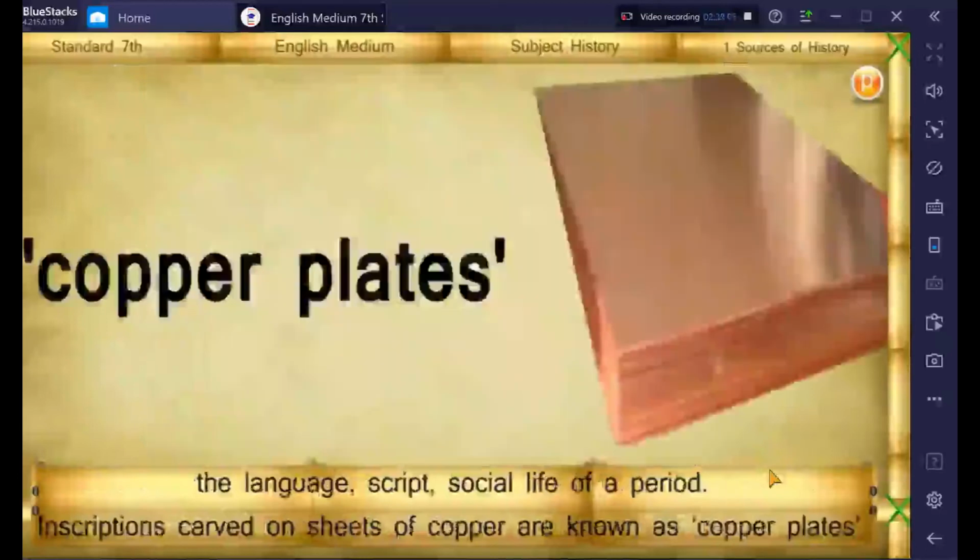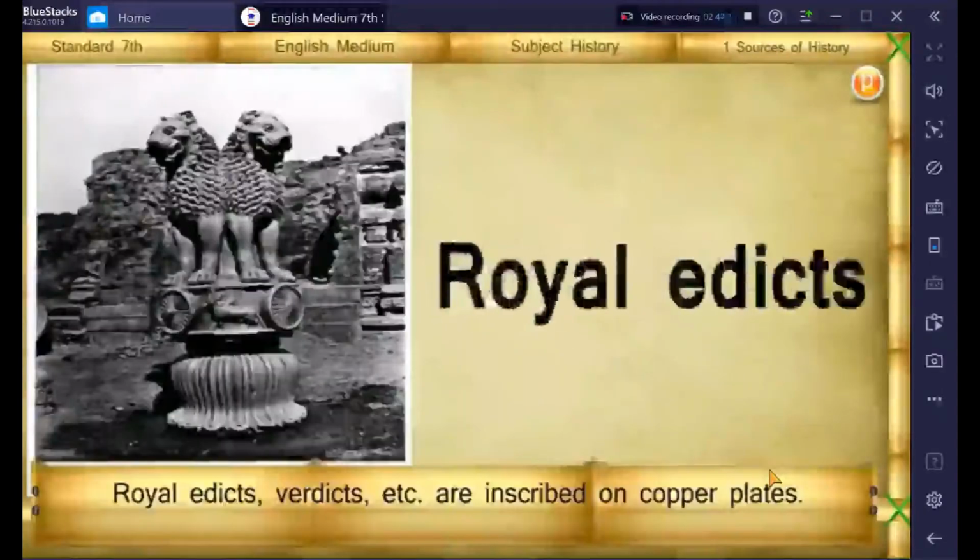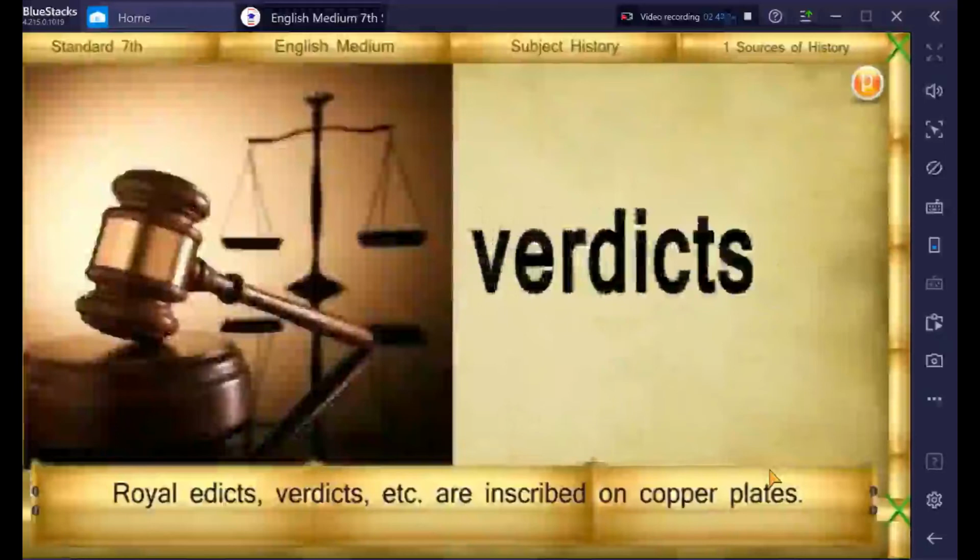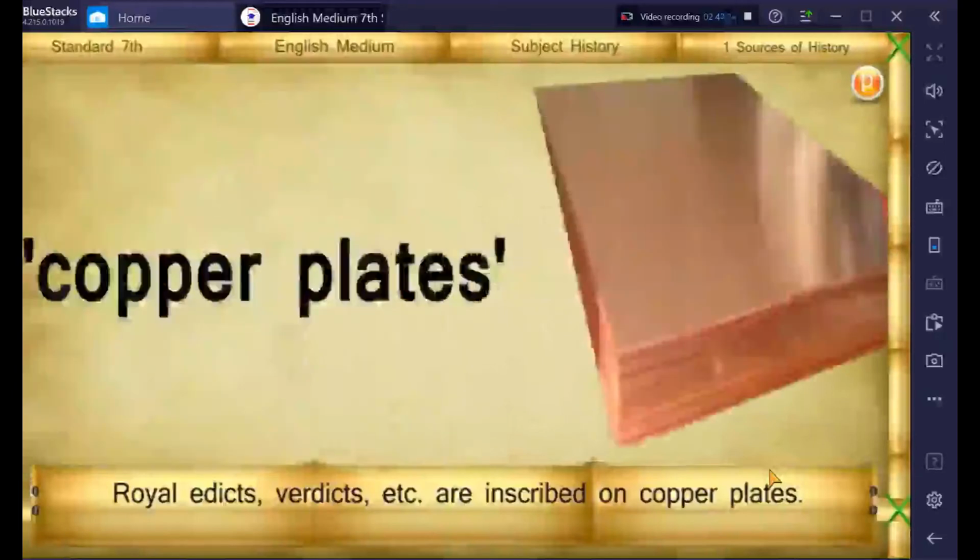Inscriptions carved on sheets of copper are known as copper plates. Royal edicts, verdicts, etc. are inscribed on copper plates.